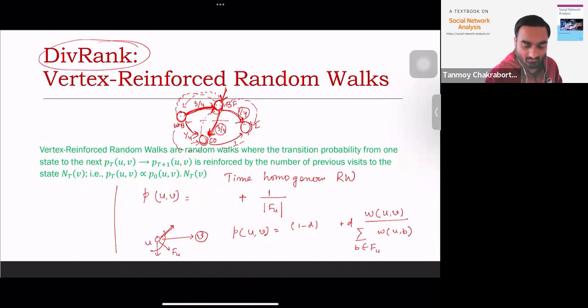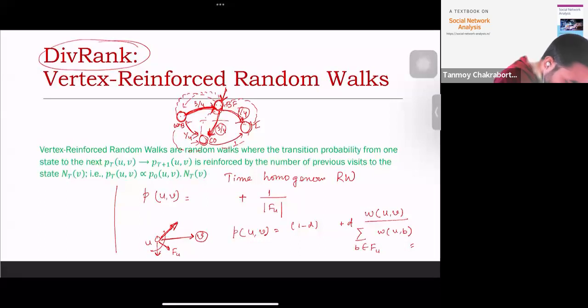What is this? I wrote it in a very generic manner. I'm assuming that this network is a weighted network. If it is an unweighted network, then it's very simple. So let's assume that it's a weighted network. Weighted network means that each of these edges has some weight. So this weight is w of u comma v. Say this is b, and say this is x. So this is w of u comma x.